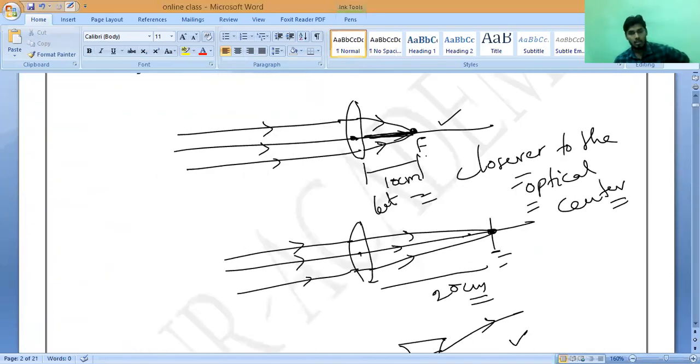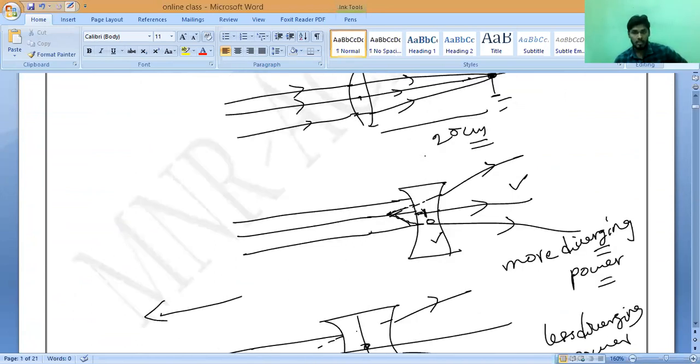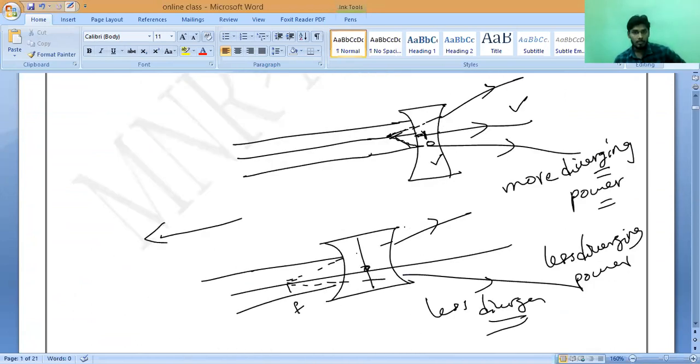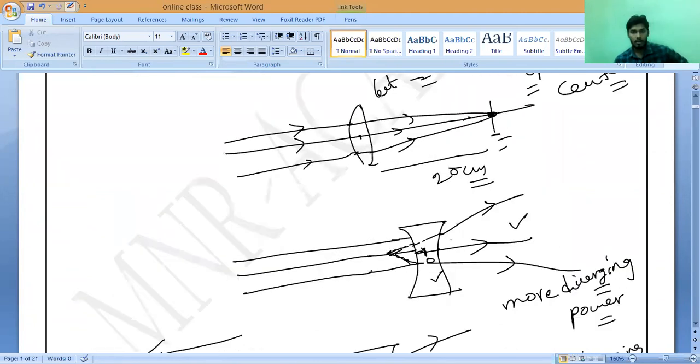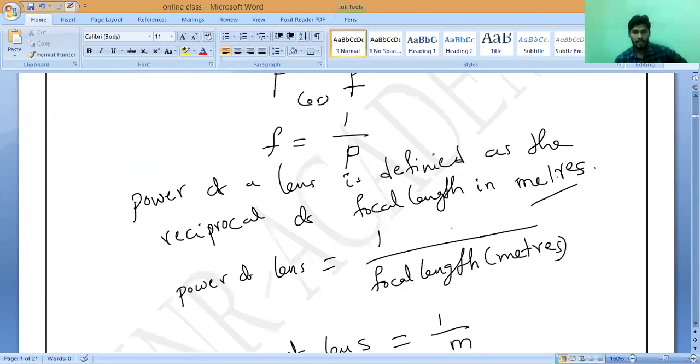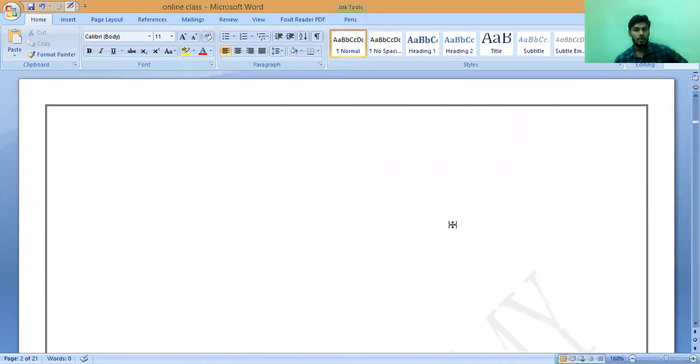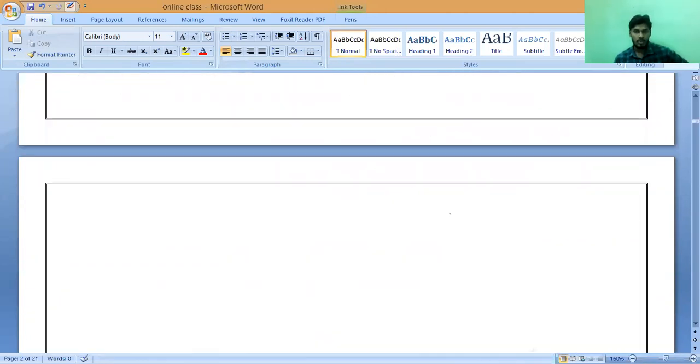These four diagrams also you should draw, and you can mention more diverging power, less diverging power. Here more converging power, here less converging power. No textbook will explain like the diagrams. You have to draw. It is very important for us. So this is the relationship between power and focal length. Is there any doubt? Anybody? You can ask me, please.